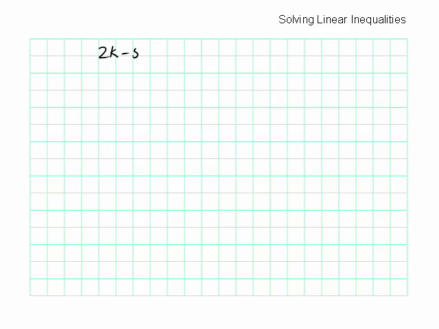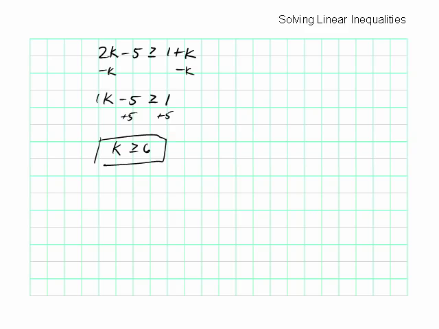2k - 5 ≥ 1 + k. Okay, the first thing that I would do is subtract k from both sides. Get 1k - 5 ≥ 1. Add 5 to both sides. And we get k ≥ 6. So my solutions are all the numbers greater than or equal to 6.